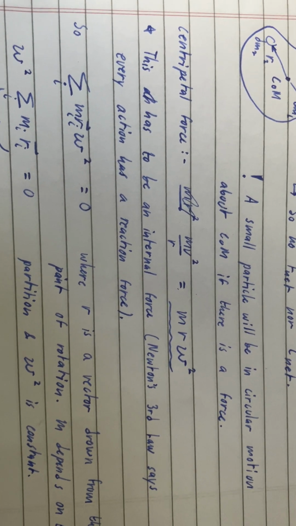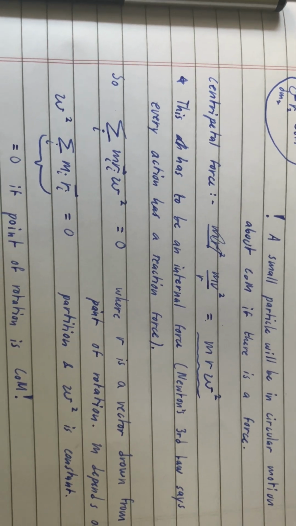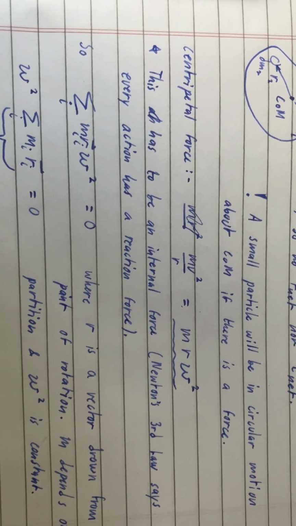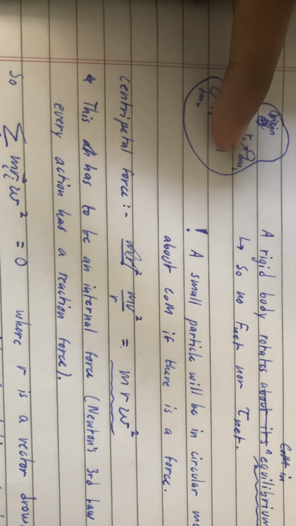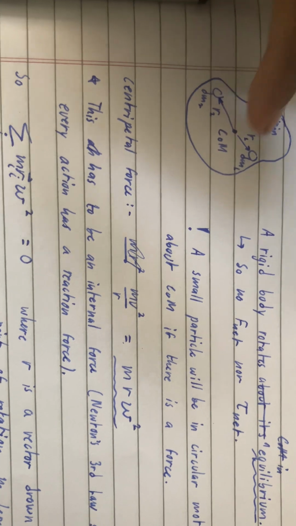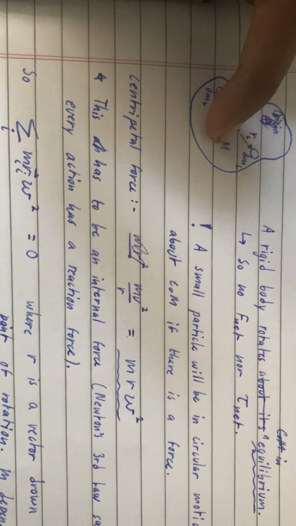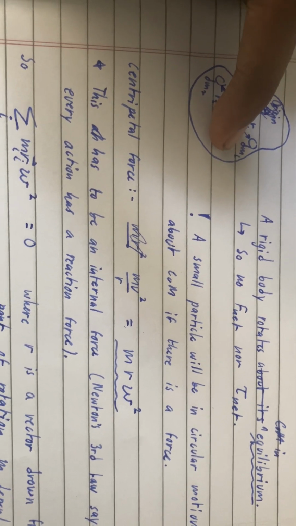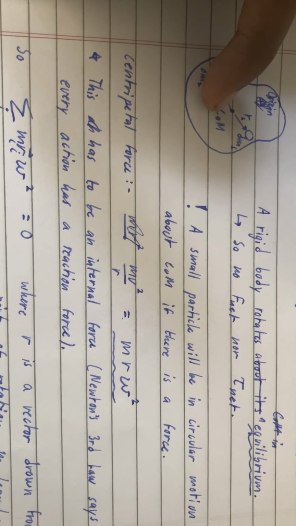A small particle will be in circular motion about its center of mass if there is a force. So what is that force? The centripetal force. So let's look at this diagram. Here's a small partition on our rigid body. It has some distance from the point of rotation, we'll see. And it's going to have a mass, and it's going to have a radius from that point of rotation.